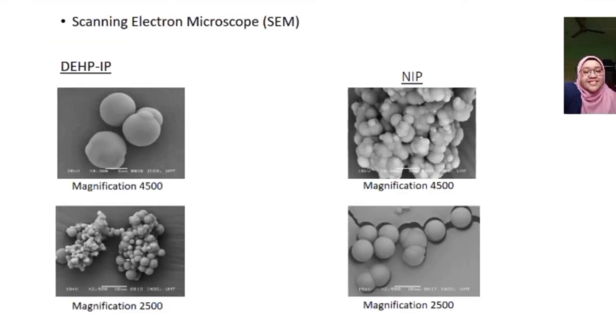The amount of the product is less than the scale, which shows that the template was successfully removed from the polymer. So these are the images of DEHP-IP and NIP under scanning electron microscope, SEM, at magnification 4500 and 2500. The polymers are obtained as bead-like particles because they were synthesized using precipitation polymerization. DEHP-IP particles form in the range of 5 to 10 micrometer, while NIP is below 5 micrometer.